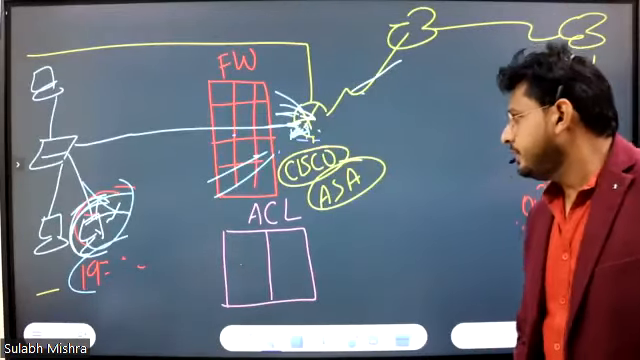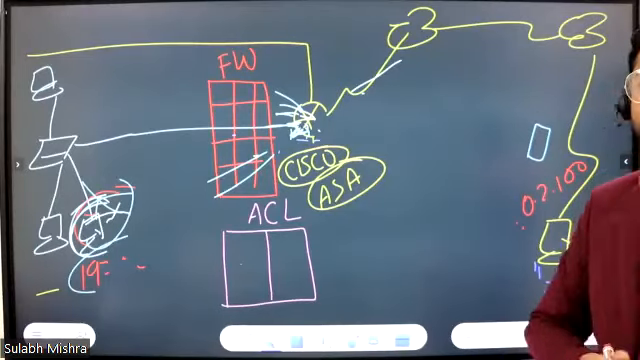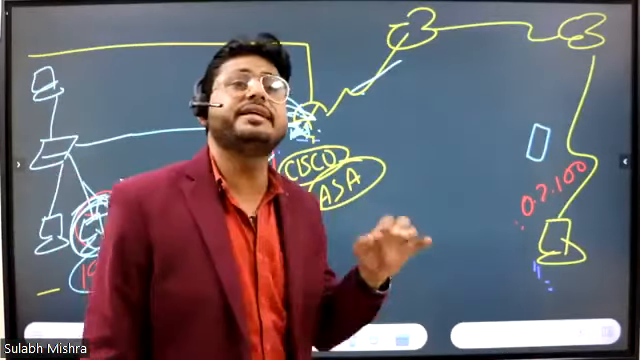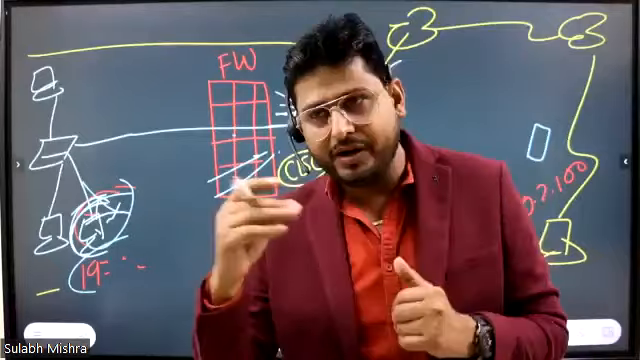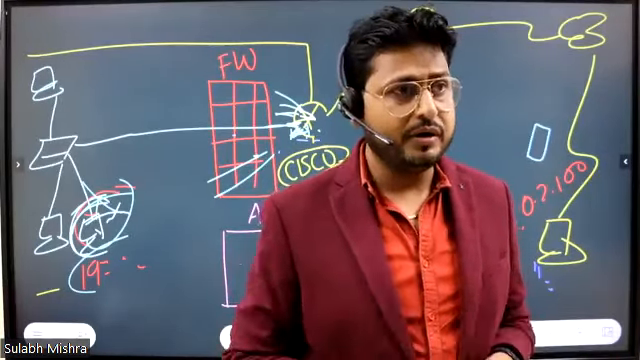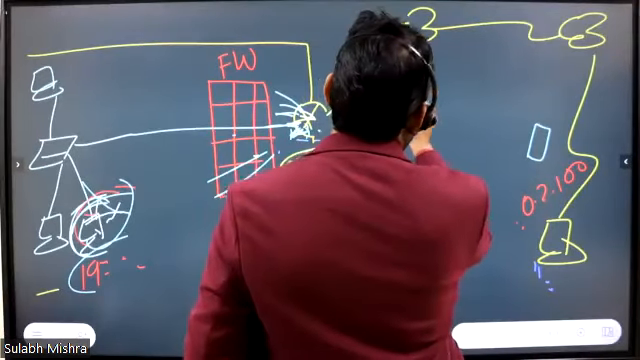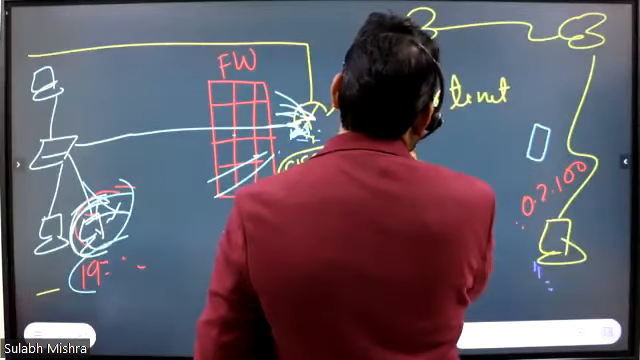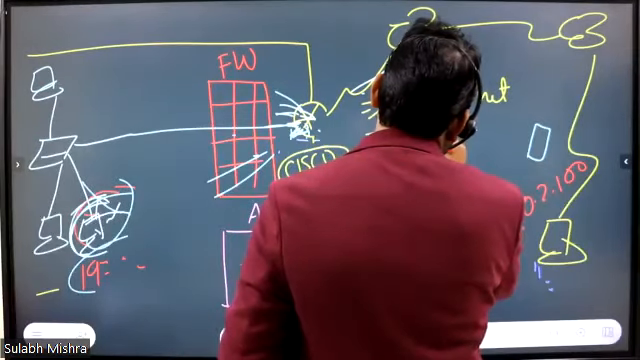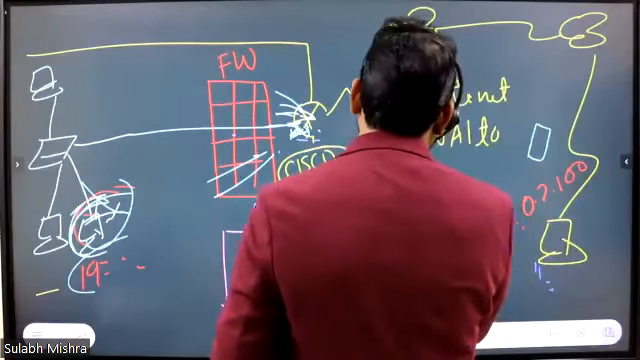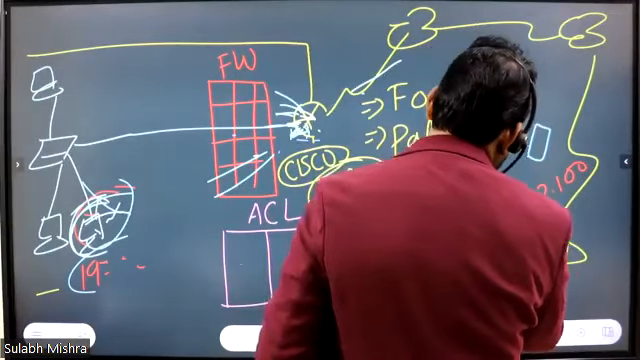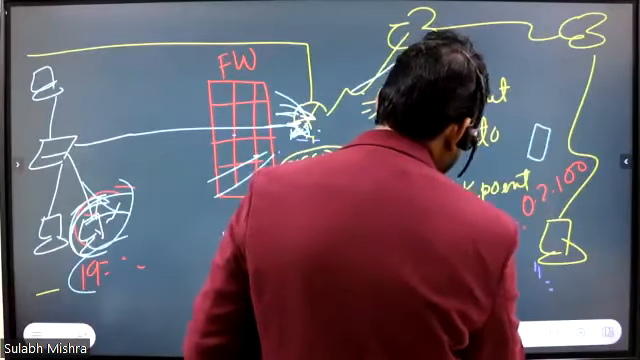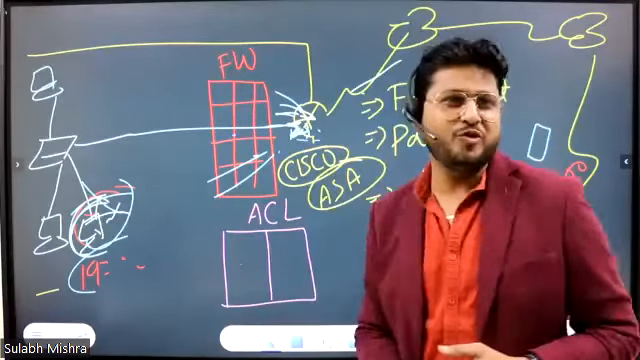So for example, you have bought this firewall from Cisco. There are multiple vendors. For example, you have a bike, right? Bike is the technology. Similarly, firewall is the technology. There are multiple vendors, meaning multiple developers who develop the firewall. Some of the famous vendors are Cisco, then Fortinet, Palo Alto, Checkpoint, Sophos, Juniper, and WatchGuard. Apart from that, there are Sophos, Cyberoam, and WatchGuard.